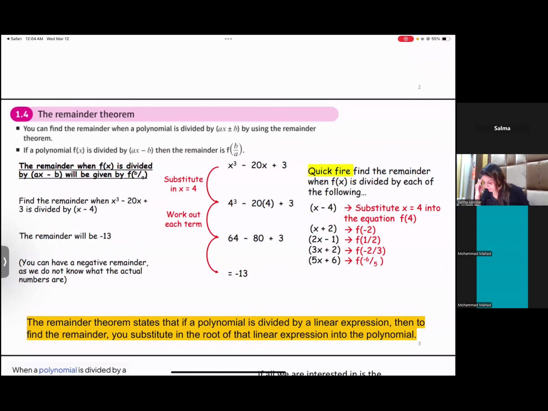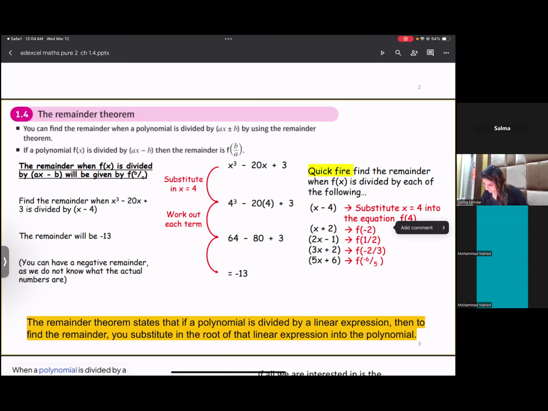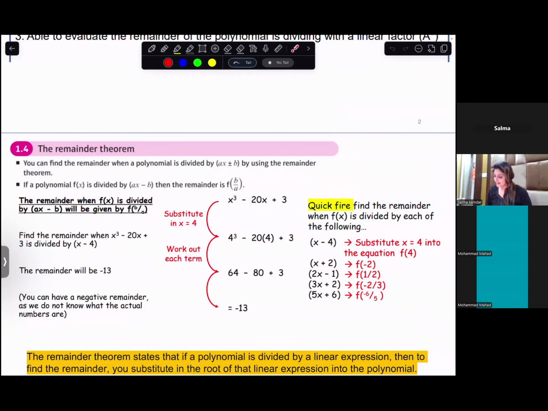We have the remainder theorem. What is the remainder theorem? I have a polynomial, can you see this polynomial over here? That is x cube minus 20x plus 3. I will be given some values and tell whether it is a factor or not. In the first part, I'm substituting x is equal to 4. When I substitute x is equal to 4 in my equation, I'm getting a remainder. If I'm getting a remainder, that means x minus 4 is not a factor.